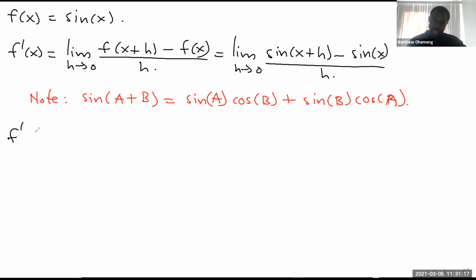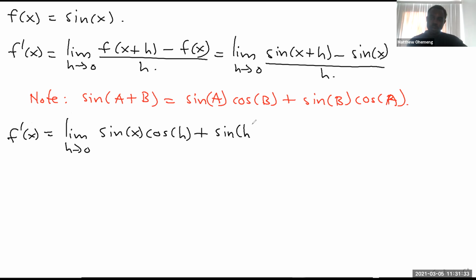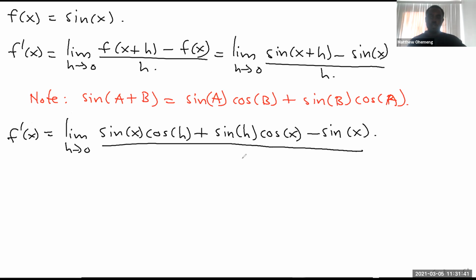So using this idea, you can break down the sine of x plus h into sine of x cosine of h plus sine of h cosine of x. And then you have minus sine of x right here, and then all over h.